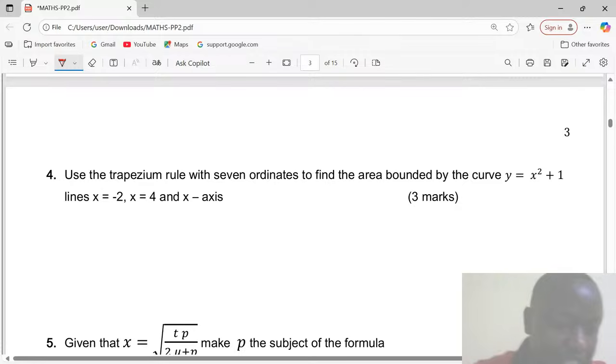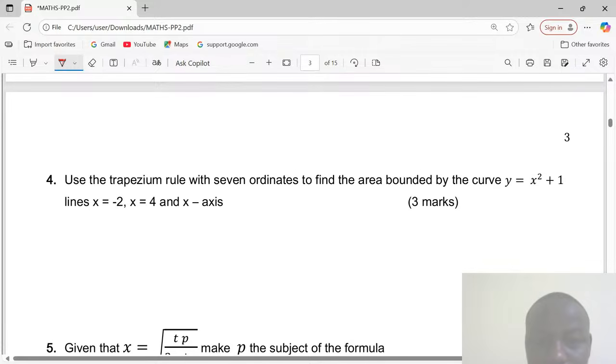Let's get to the trapezium rule now, ladies and gentlemen. Nairobi School, thank you. Use the trapezium rule with 7 ordinates to find the area bounded by the curve y equals x squared plus 1, lines x equals -2, x equals 4, and the x-axis. All right, let's begin here.